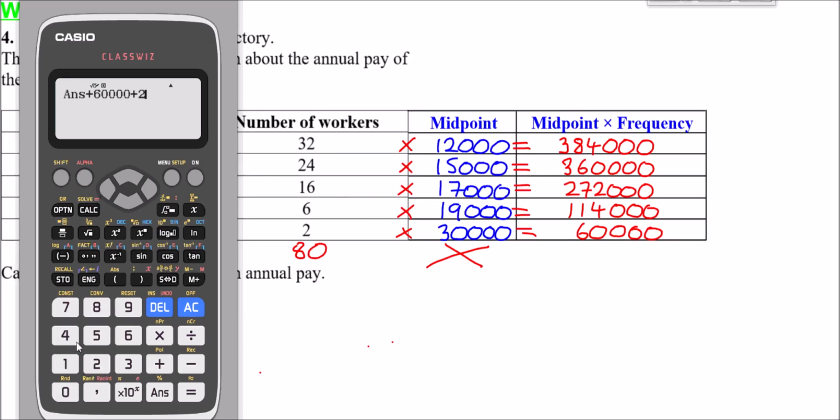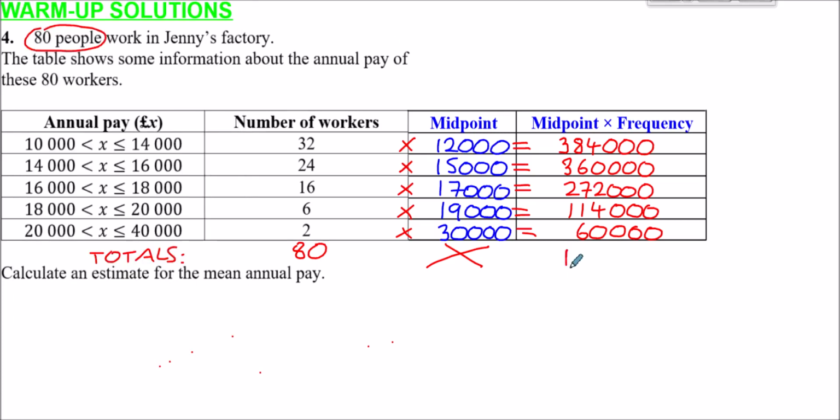Now plus 272,000, plus 360,000, and finally the last one at the top, plus 384,000. So you should find that the total here comes to 1,190,000. And so now we just take these totals here, the total of the midpoint of the frequency and the total of the number of workers, which is 80. And we use these to calculate our estimate of the mean.